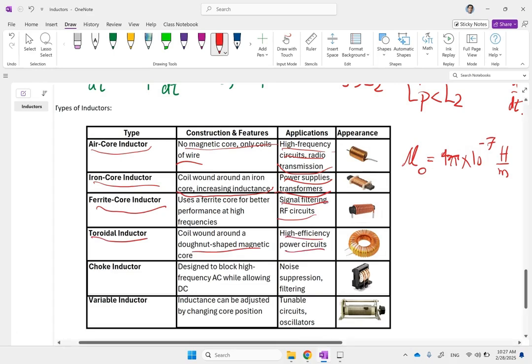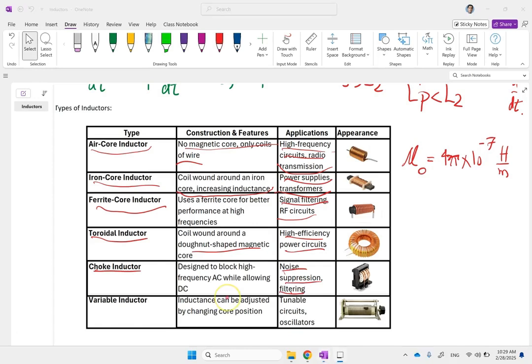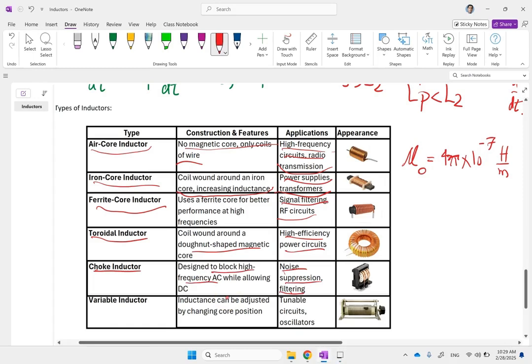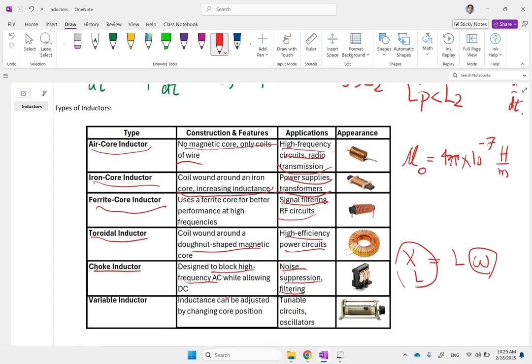There are the ones called choke inductors. These basically are used for filtering and noise suppression. Now, the reason they block high frequencies is because, if you remember, the reactance of an inductor is L times omega. So the reactance increases with frequency. When the frequency of the signal goes up, the reactance goes up, so it tends to block higher frequency signals, okay?